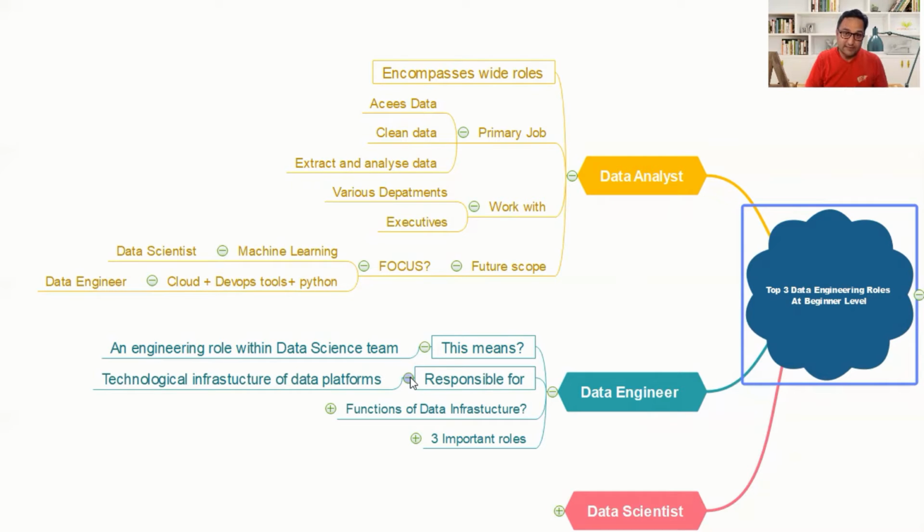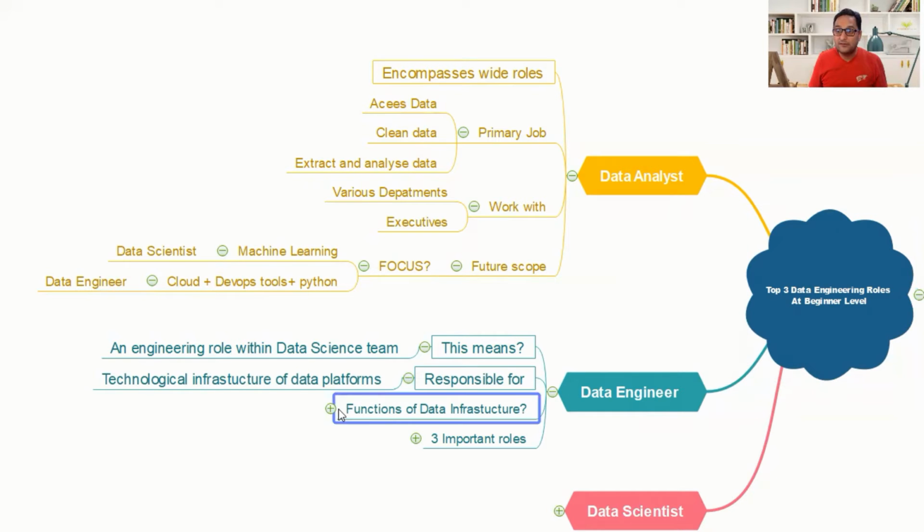So I'll explain a little later in this video what that means. But you can think of it as developing infrastructure for your data sources, infrastructure for transformation, infrastructure for collecting that data, which is required by data scientists to perform statistical analysis on it, right?